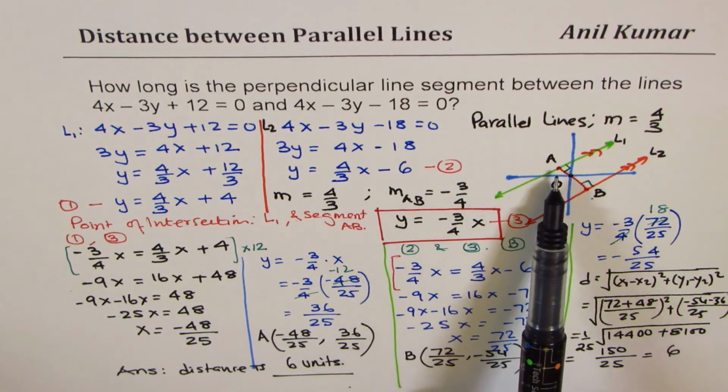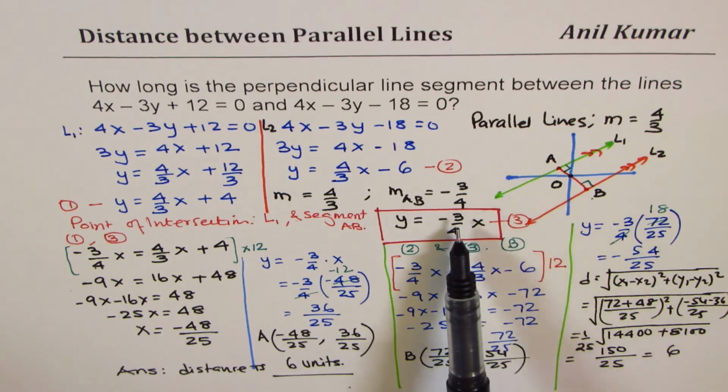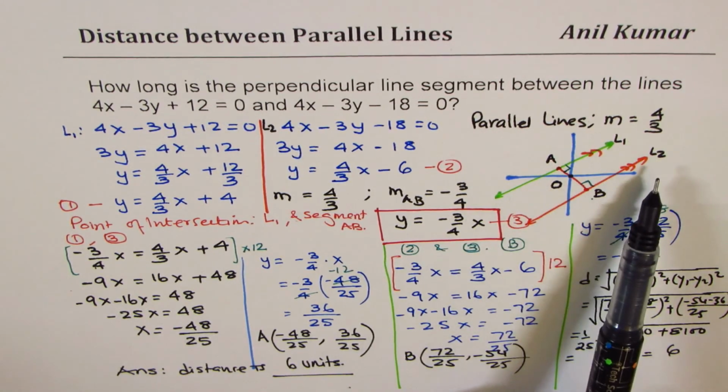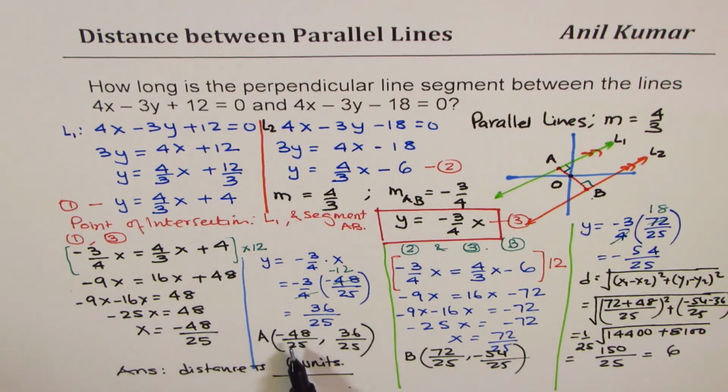Now, we found points of intersection A and B between the segment and the lines L1 and L2 as A: minus 48 over 25, 36 over 25, and for B, it was 72 over 25 and minus 54 over 25. Use the distance formula to find the distance, which was calculated to be 6 units, right? So I hope you understand and appreciate the procedure. This is a very important question from a test point of view.